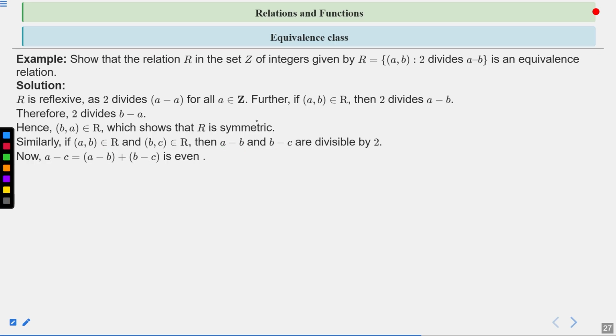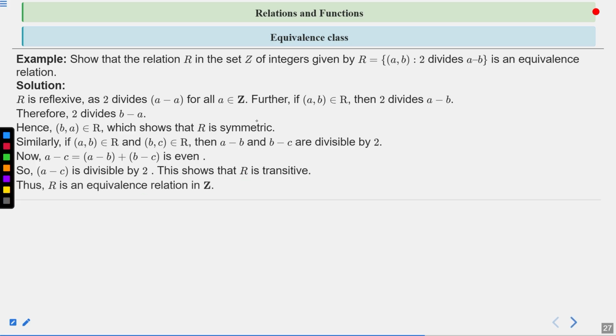So we can write a minus c as the sum of a minus b and b minus c. Yes, and this is nothing but an even number. So if a minus c is some even number, meaning a minus c will be 2 times some integer, meaning a minus c is divisible by 2. So R is transitive. Thus R is an equivalence relation in Z. I hope it is clear.